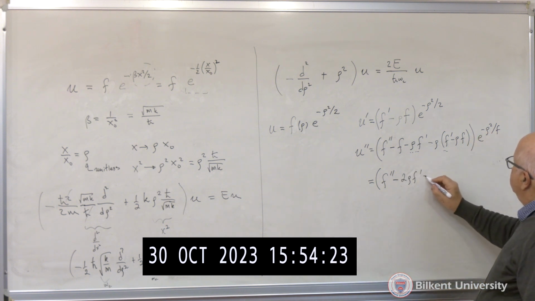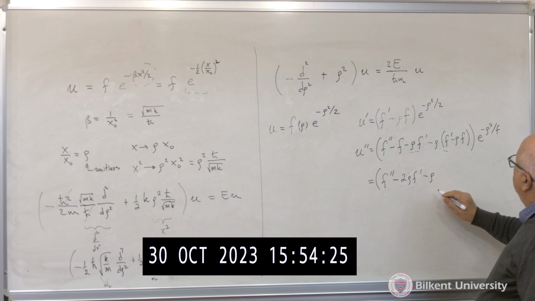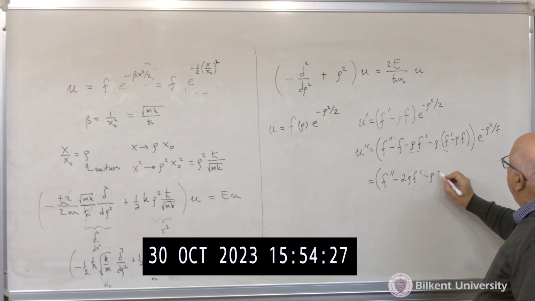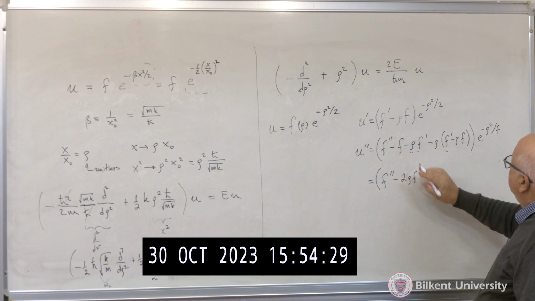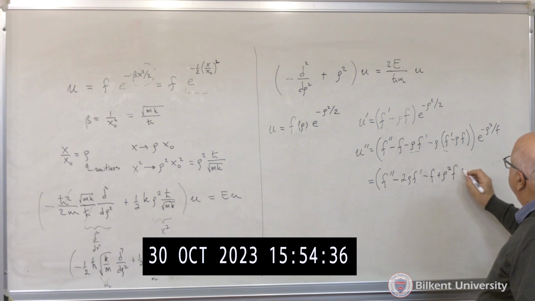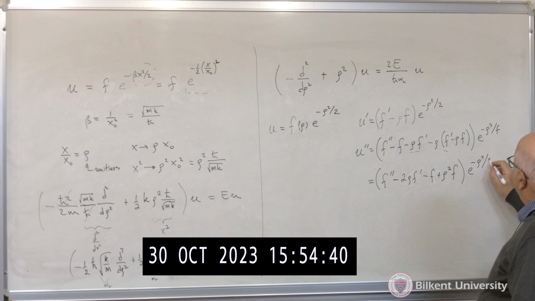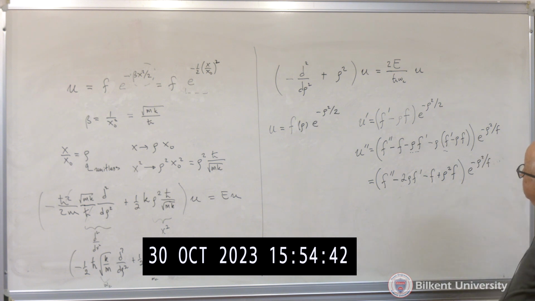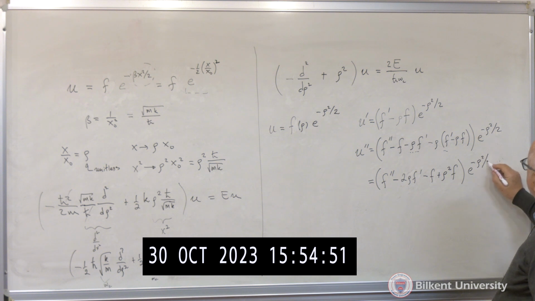What else? Minus rho squared, oops, okay, minus f plus rho squared f, right? Please check my algebra. I think instead of rho squared over f, we should have rho squared over 2. Why do we have rho squared over 2 in the second derivative? Yes. Okay.